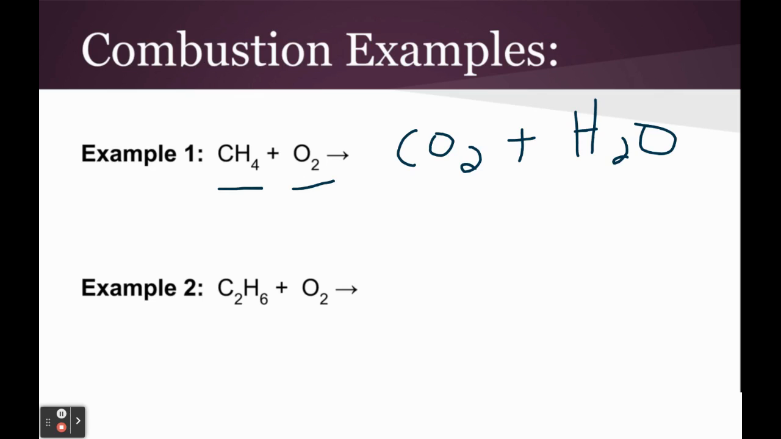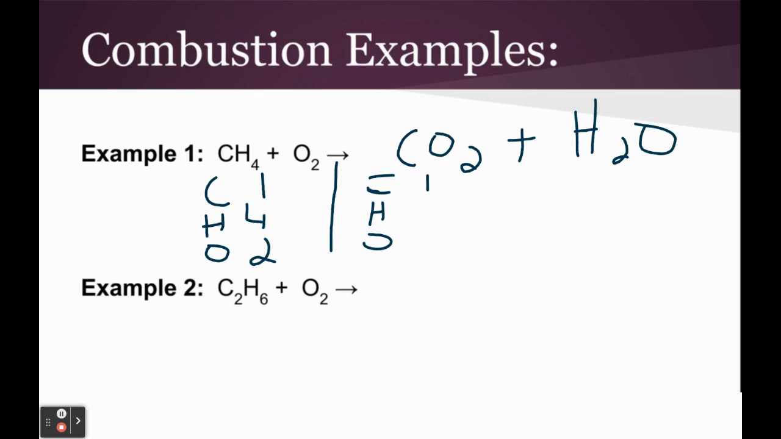Okay. So now that we've predicted the products, the last thing that we need to do is balance the equation. To balance the equation, remember you want to draw a line down underneath the arrow and list the types of elements that you have on each side of the line. On the reactant side, we have 1 carbon, 4 hydrogens, and 2 oxygens. On the product side, we have 1 carbon, 2 hydrogens, and 3 oxygens.